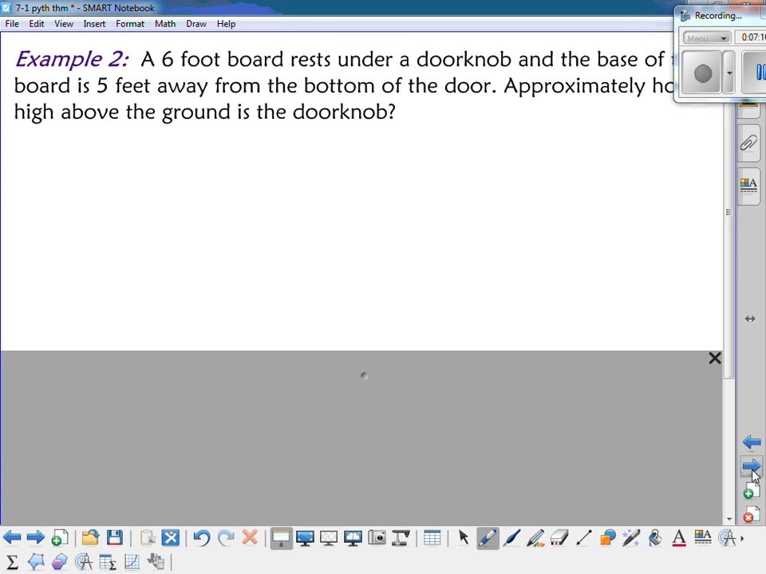Okay, so now we get to have a word problem. A 6-foot board rests under a doorknob, and the base of the board is 5 feet away from the bottom of the door. Approximately how high above the ground is the doorknob? So the first thing I'm going to do is draw myself a picture to go with this.